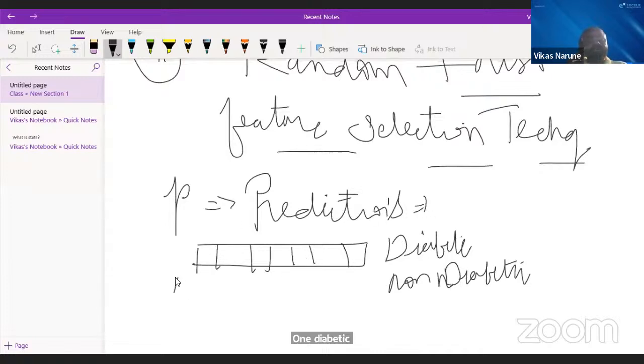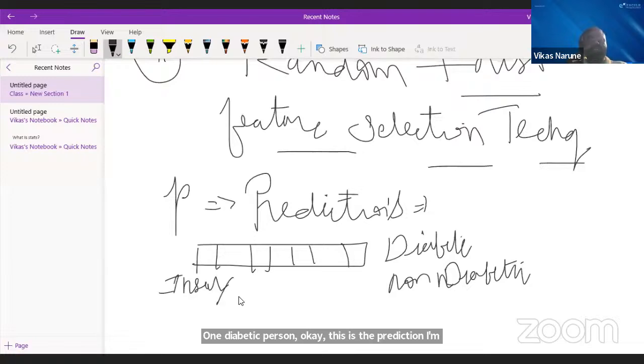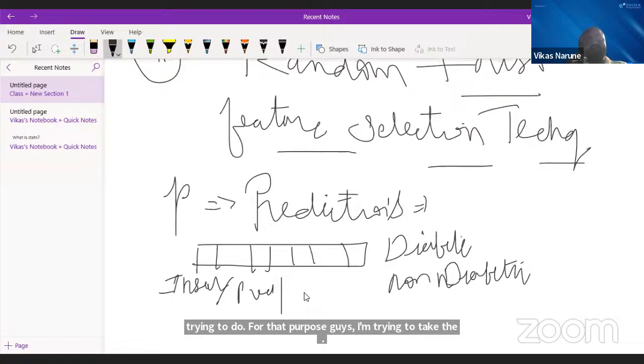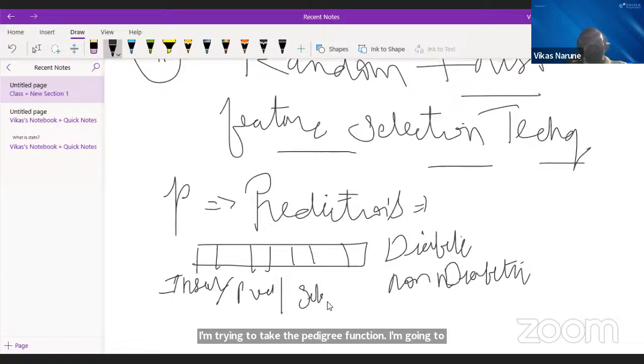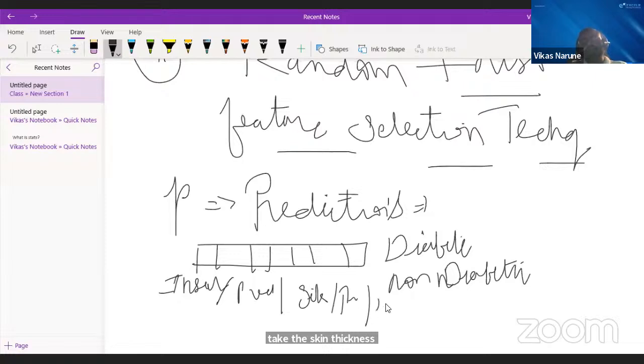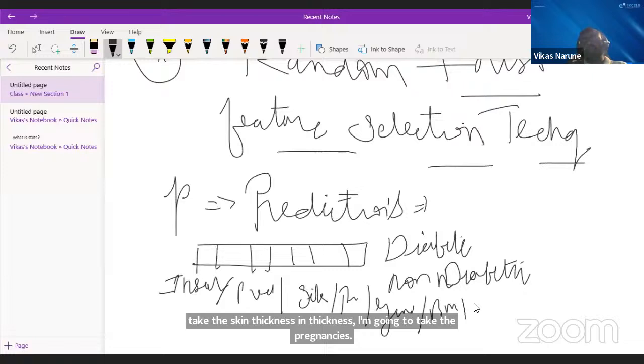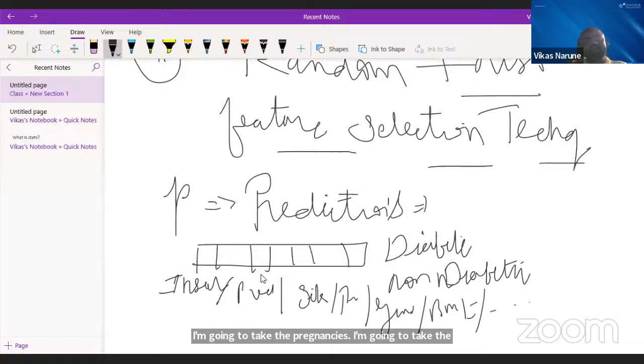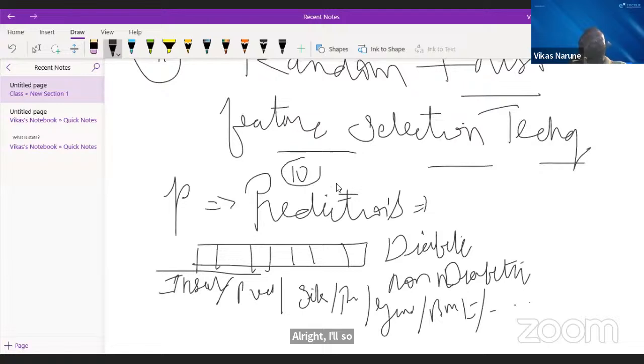For that purpose, guys, I'm trying to take the insulin level, the pedigree function, the skin thickness, the pregnancies, the gender, the BMI, and so on. There is a list of all the features. Let's imagine I have 10 features. These features are called my predictors.